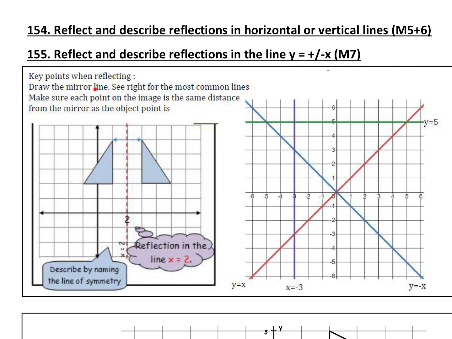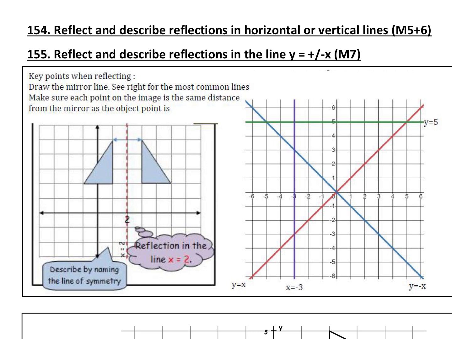You need to draw the mirror line if it's not already there, and we're going to just see to the right for the most common lines. A vertical line cuts the x-axis at, this one here cuts the x-axis at -3, so that line's called x equals -3. This green horizontal line cuts the y-axis at 5, so it's called y equals 5. So that shows you examples of vertical and horizontal lines.